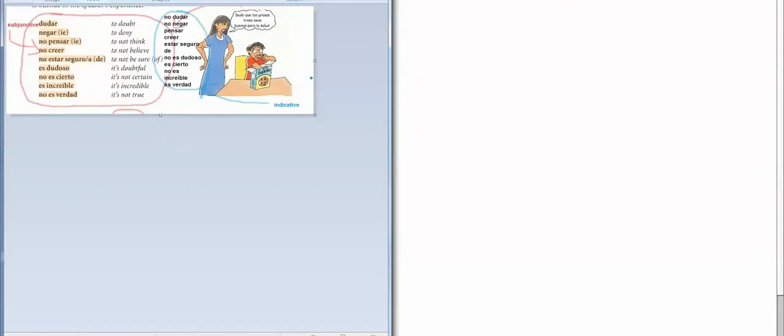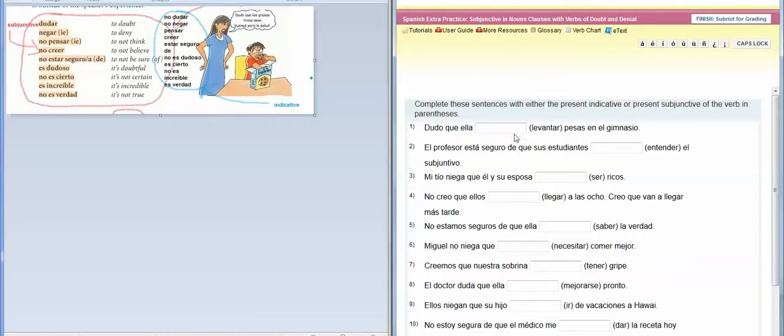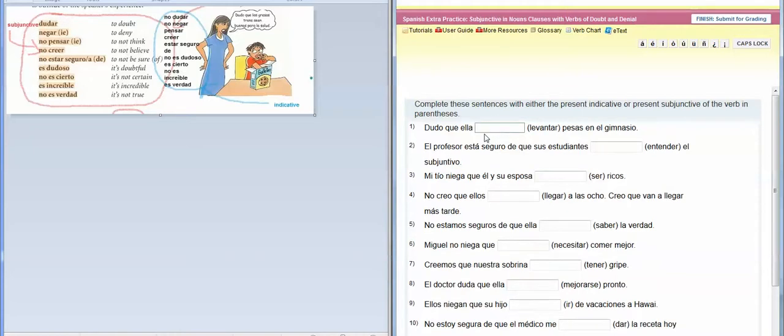Okay, so if we see these expressions in our main clause, we're going to put the verb in the indicative form. And if we see these in our main clause, we're going to conjugate our verb into the subjunctive form. So let's do this activity. Dudo que ella... dudo falls over here, so we're going to use the subjunctive and we're going to conjugate for ella, and you can see there's a change in subject. I doubt that she lifts weights at the gym, so we're going to do levante.